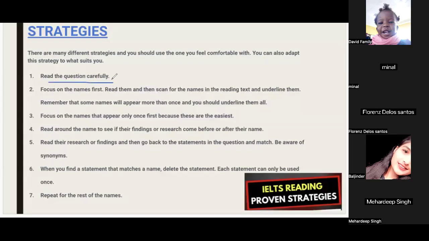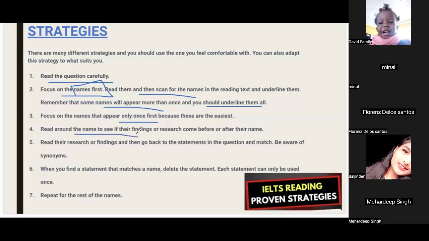First, read the question carefully. Focus on the names first. Read them, scan for the names in your text. Underline them. Remember that some names will appear more than once, so underline them all. Focus on the names that appear only once first, because these are the easiest ones, right? A name that is coming only once, you can focus on that, because it is only coming once. So these are the easiest ones to find.